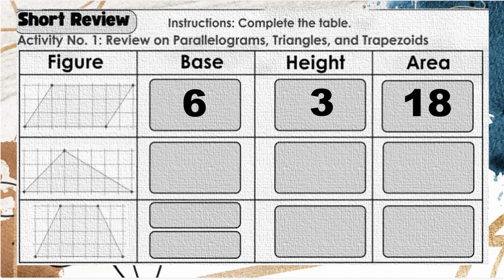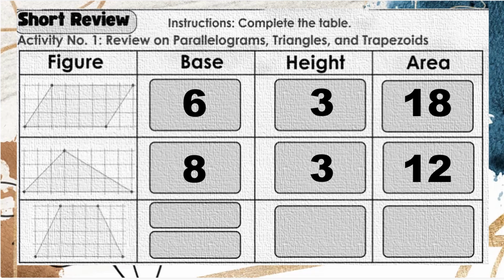Next figure is a triangle. The base of the triangle is 8, and its height is 3. And the area is 12. We get this by multiplying the base and the height, divided by 2. 8 times 3 is 24, divided by 2 is 12.